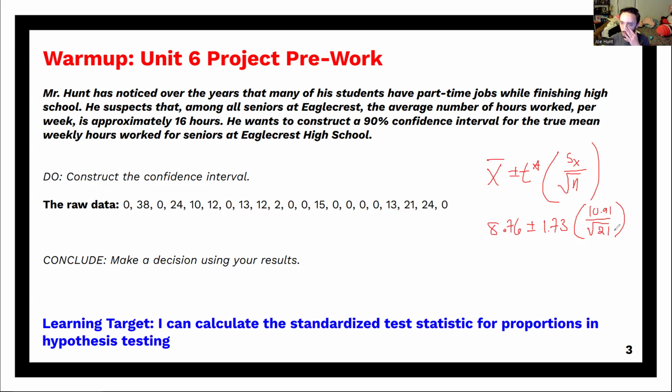So once we do the number crunching here, once we actually get this guy kind of hammered out, we'll see this point estimate, 8.76, and then we'll get that margin of error kind of on the other side there. Now, all we want to do is just take it one small step at a time in the parentheses first. So what I might do is 10.91 divided by the square root of 21. And I'm going to get about 2.381 there. I'm going to take that value, I'm going to multiply it by 1.73.